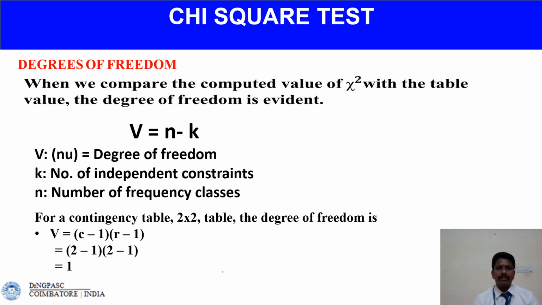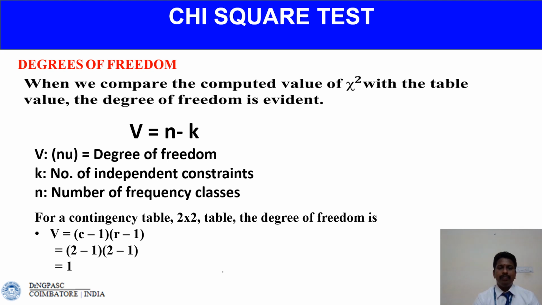Degrees of freedom of chi-square test. When we compare the computed value of chi-square with the table value, the degrees of freedom is required. V equals n minus k. V means number of degrees of freedom. K means number of independent constraints. N means number of frequency classes.